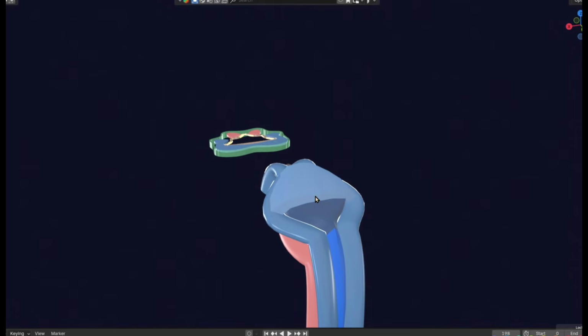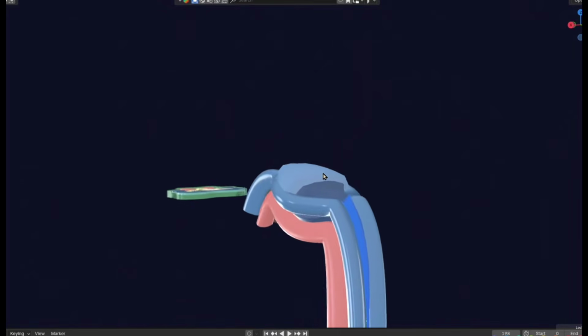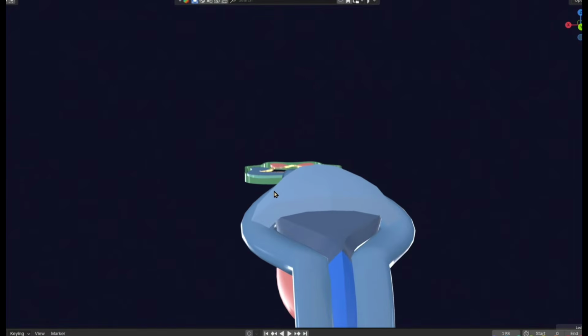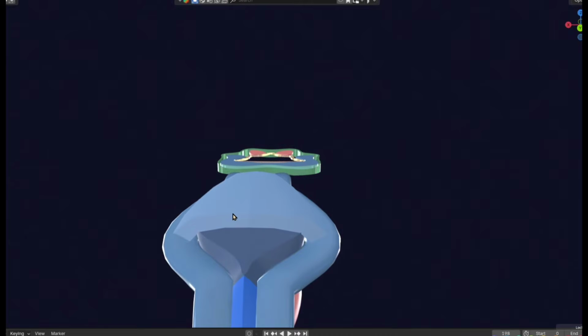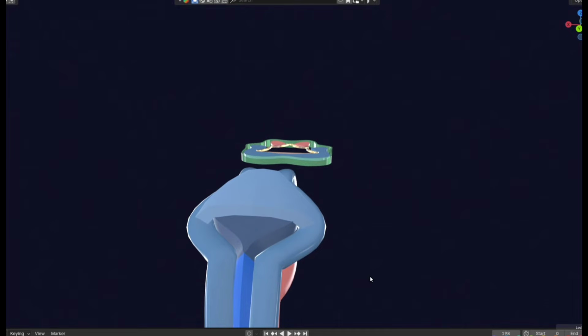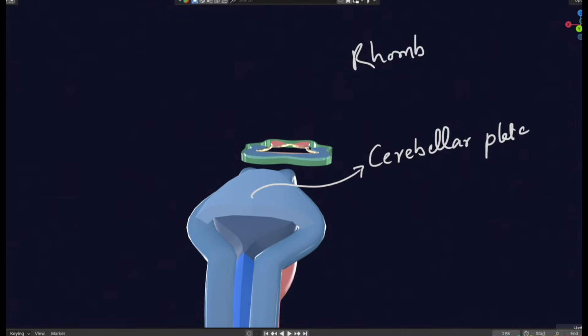Now as the rhombic lips have met in the midline, they have formed a plate-like structure. You see, they have formed this plate-like structure. Initially they were the rhombic lips, now the plate-like structure is formed. It is now a single plate. This plate is called the cerebellar plate. So first there was the rhombic lip, which is basically the dorsolateral extension of the alar plate, right? They met in the midline to form the cerebellar plate.